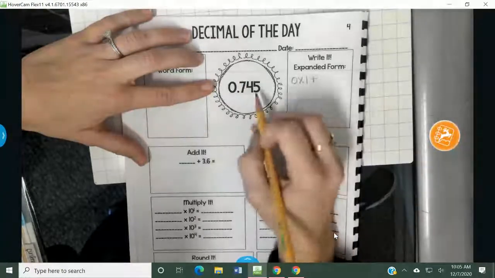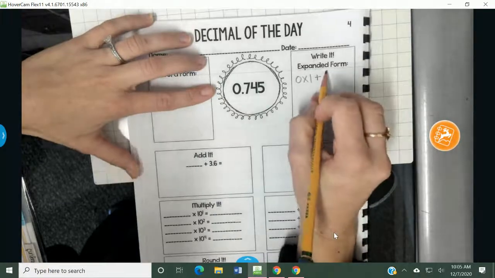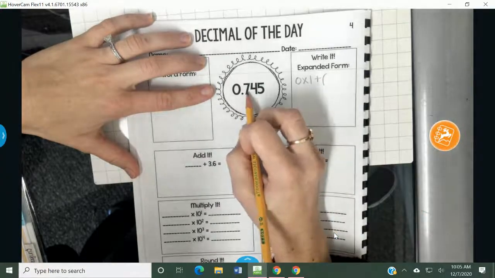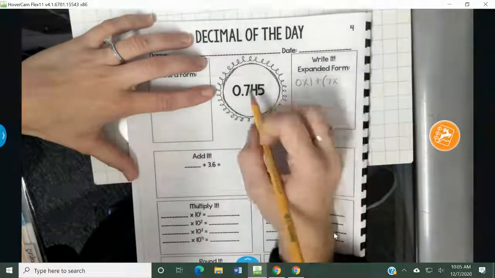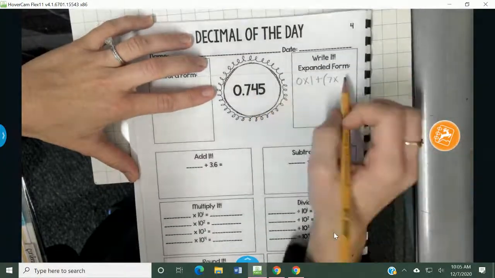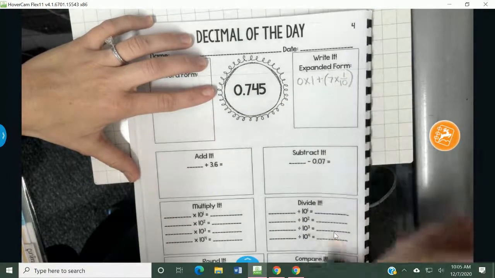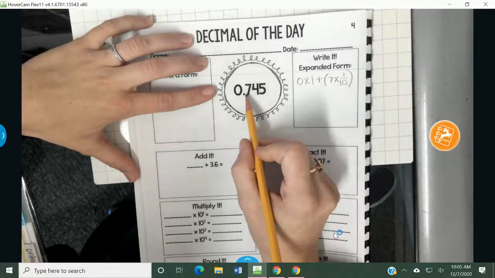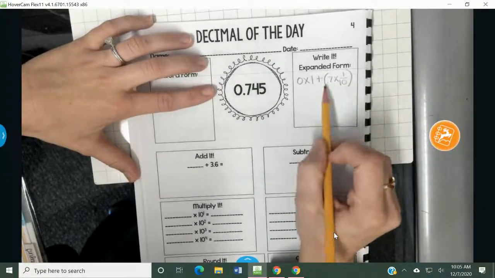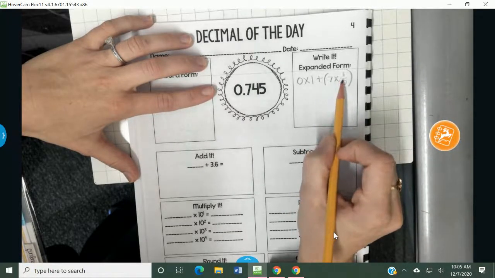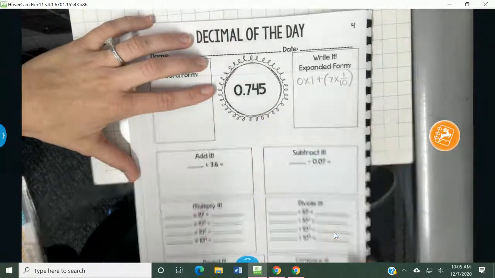The next digit is a 7, but it's in the tenths place in the decimal area, so we need to put parentheses. I take the digit itself, which is a 7, and I multiply it by the place it's in, which is in the tenths. But in order to write that properly, I need to write it as 1/10 or 1 over 10 because it's tenths, not tens. It's not 70, it's 7 out of 10. But this is how you write it, 7 times 1 over 10. So I want you to finish that by doing the 4 and the 5 with the parentheses in the proper order, okay?